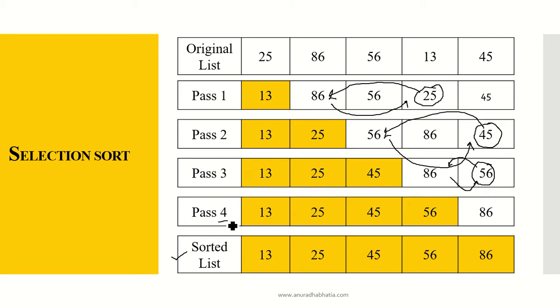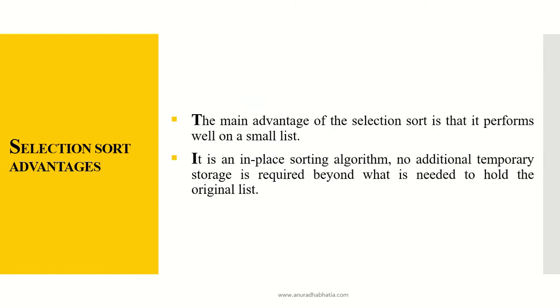Carefully see the video for bubble sort also, because there's a minor change between selection sort and bubble sort. Now the selection sort advantages. The main advantage of selection sort is that it performs well on a small list. We can call it a disadvantage that it does not work well on a larger list. It is an in-place sorting algorithm. No additional temporary storage is required beyond what is needed to hold the original list.